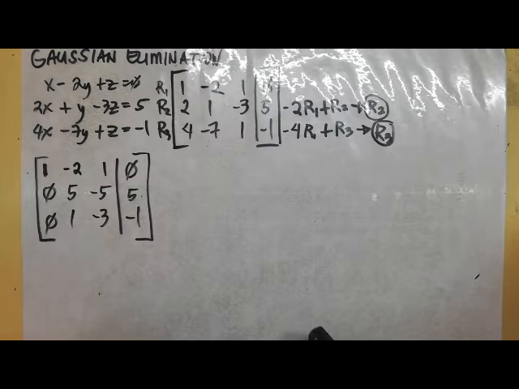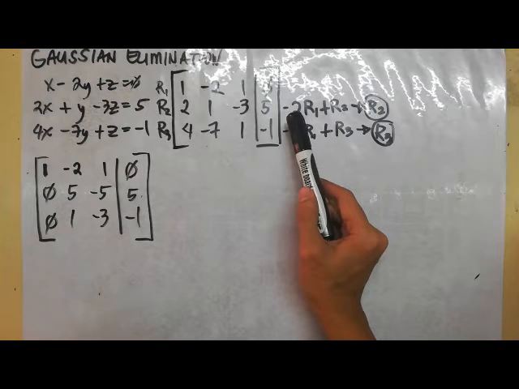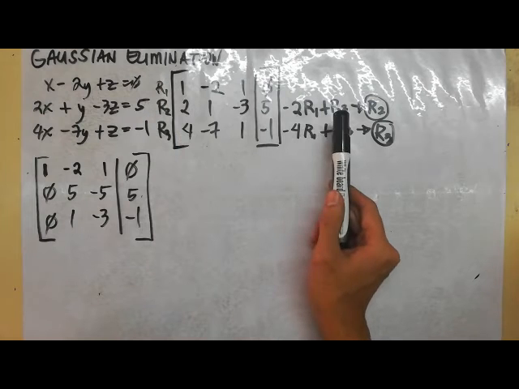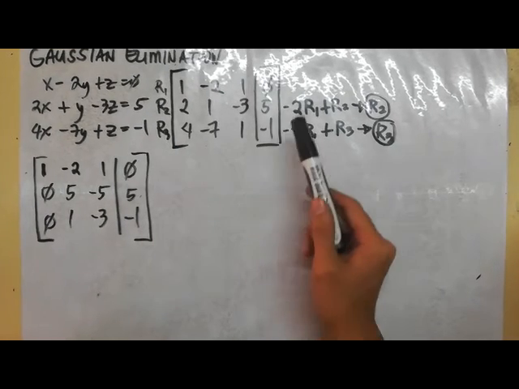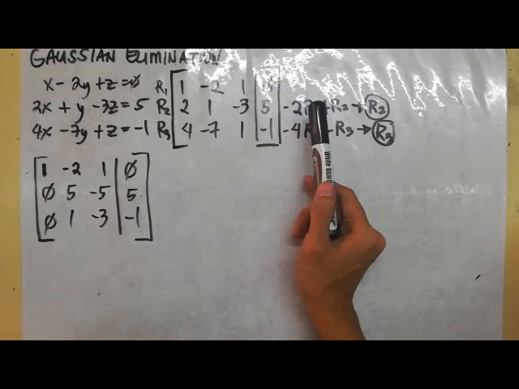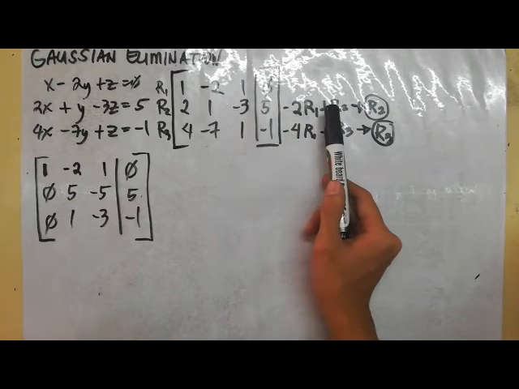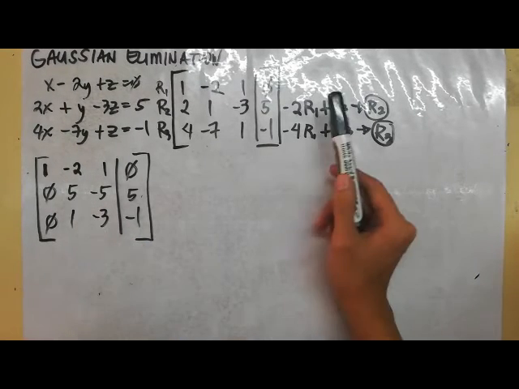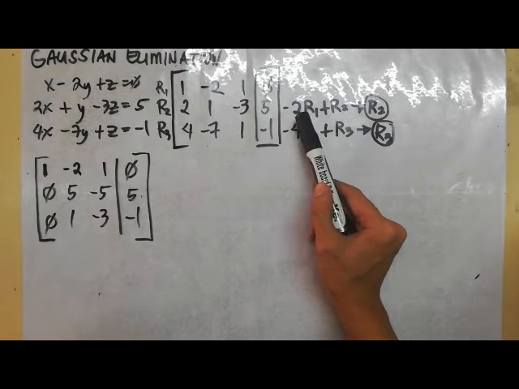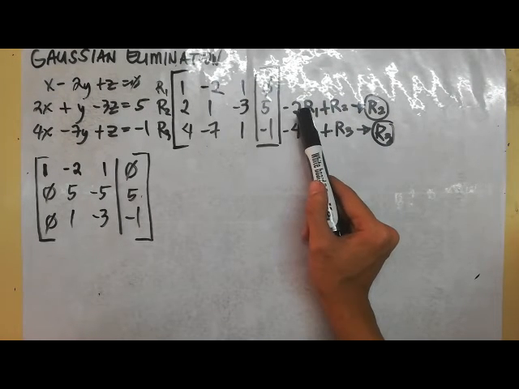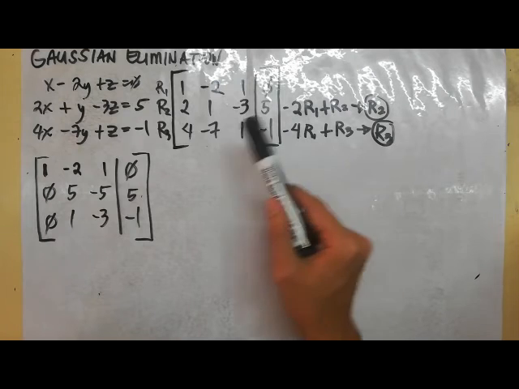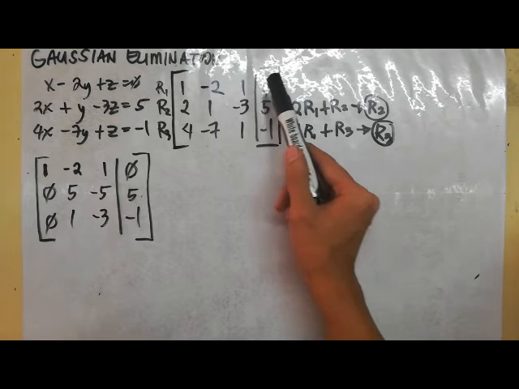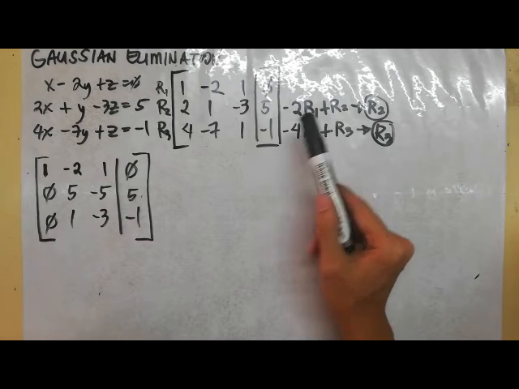So by substituting the values, we have negative 2 multiplied by R1, which is 1, so negative 2, plus R2, which is 2, so we have 0. Next, negative 2 multiplied by R1, which is negative 2, plus R2, which is 1, so we have 5. Next, negative 2 multiplied by R1, which is 1, so negative 2, plus negative 3, so we have negative 5. Last, negative 2 multiplied by R1, which is 0, so 0, plus 5, so we have 5.